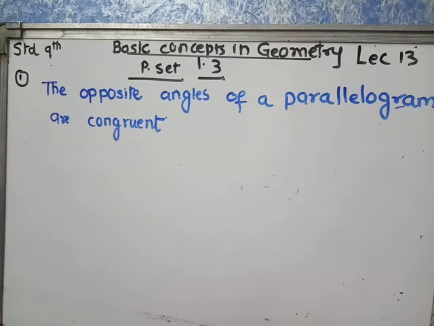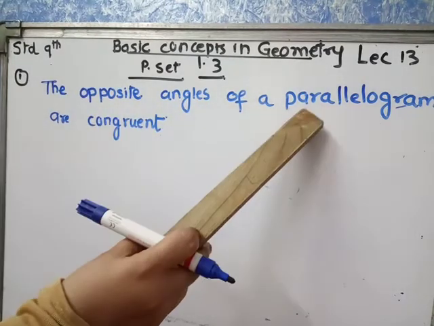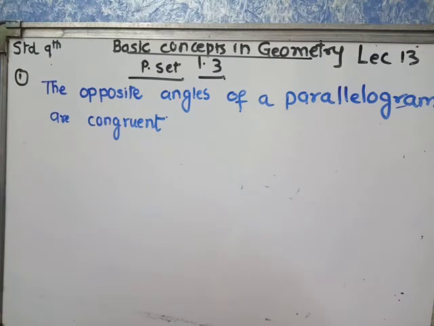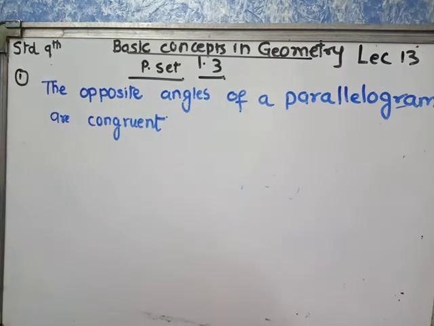This is a simple sentence which contains two parts. The first part is, if a given quadrilateral is a parallelogram, then its opposite angles are congruent. Now we try to insert if and then in this statement or in this sentence.